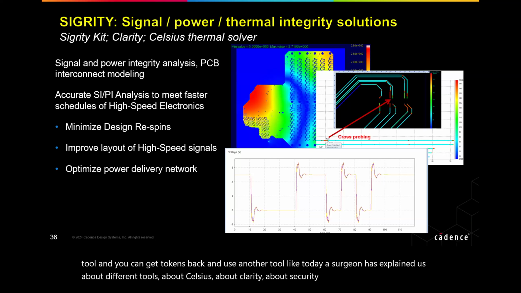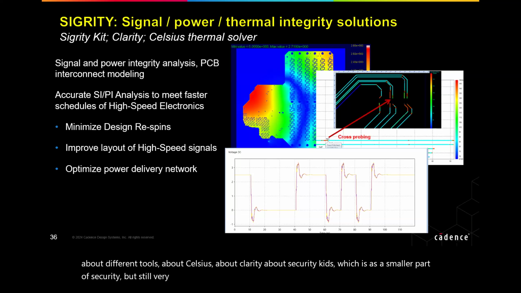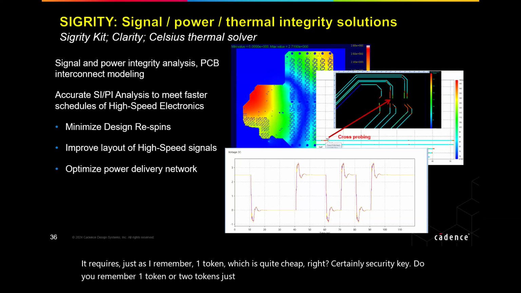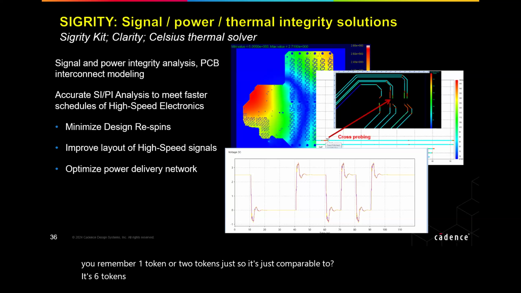which is a smaller part of Sigrity, but still very powerful, and it requires just, as I remember, one token, which is quite cheap, right, Sergeant? Sigrity Kit, do you remember, one token or two tokens? Yes, so there is one enabler for Clarity, one enabler for Celsius, and 6 tokens is basically a pack, which is commonly 6 tokens. It's for using every tool available, right? Yes, with 6 tokens you can definitely run it.